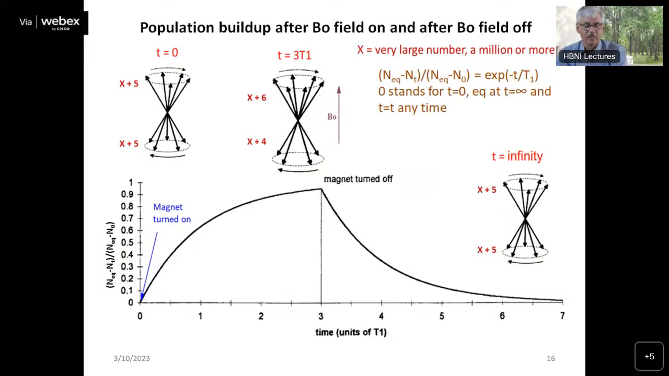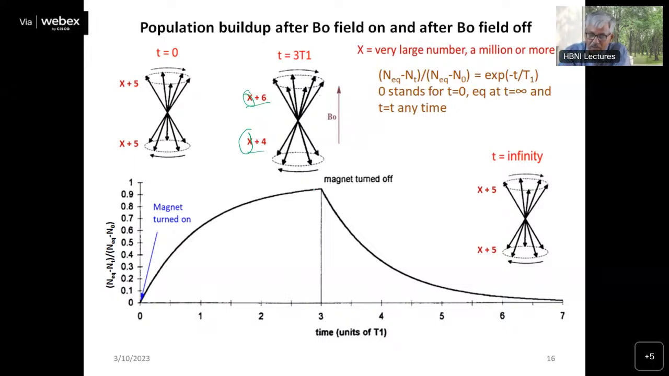This thing I have also explained, and what I told you is shown here in the graph. At the beginning, when time is equal to 0 and you turn on the magnet, the alpha and beta states are equal. As time goes, the distribution changes, and after 3 T1 you will see a clear-cut increase in the alpha population over the beta population, which I have shown with x plus 6, x plus 4, but both x are very large numbers. Although we can see it is more, really the numbers are very small, about 1 in a million. If you keep it for 3 T1s, you get about 90% of equilibrium reached.